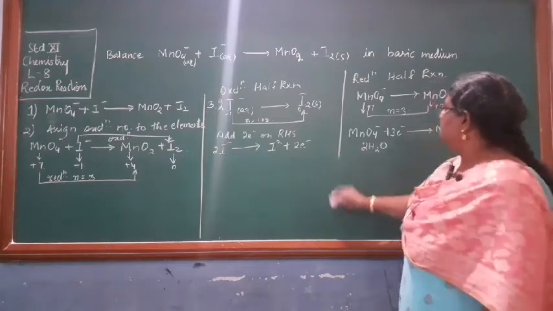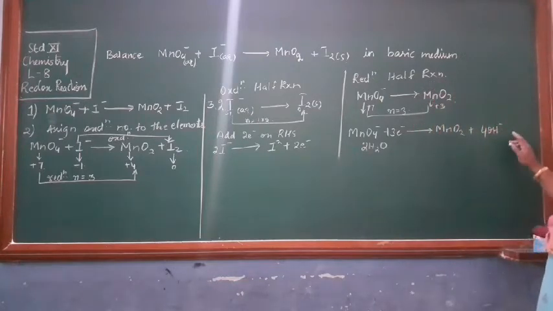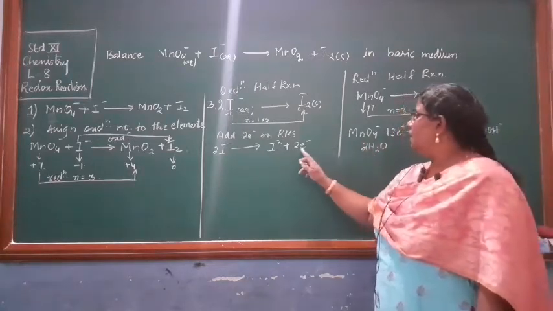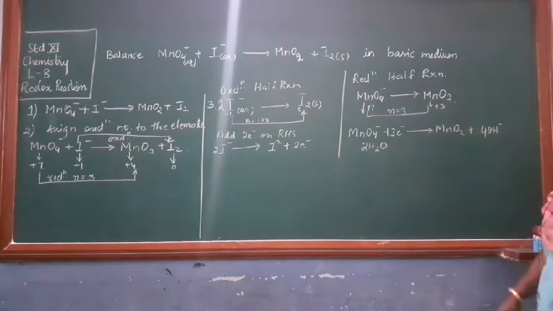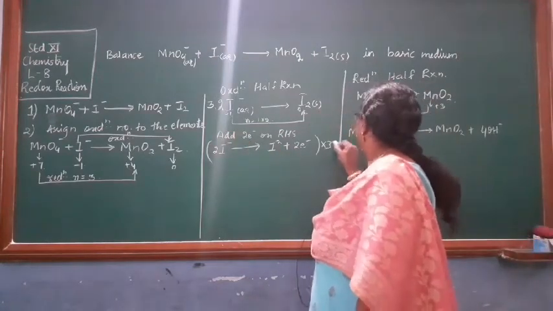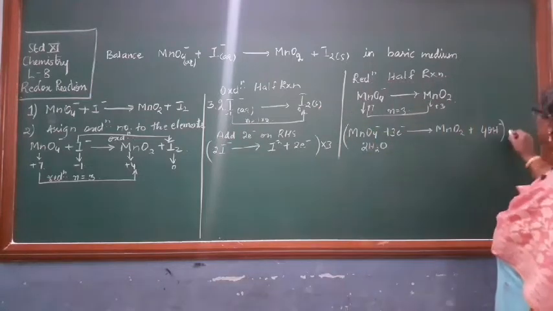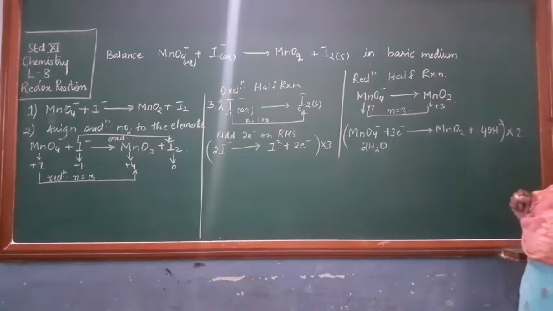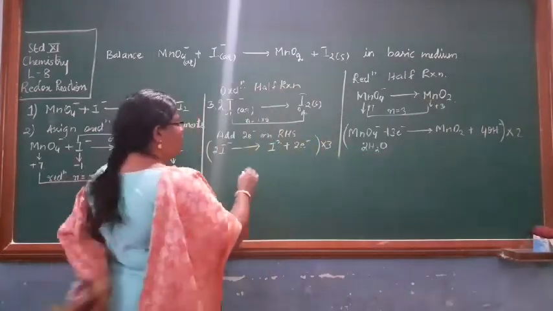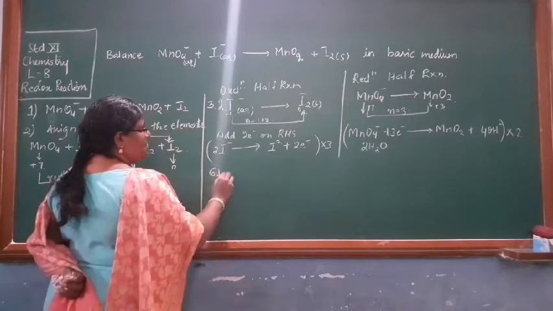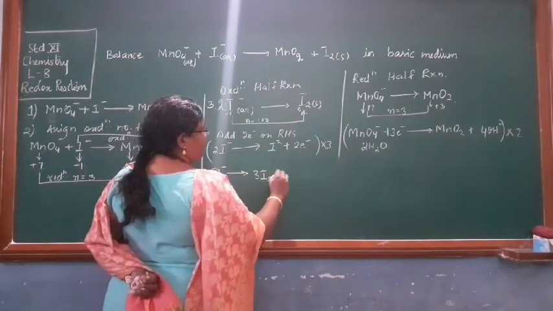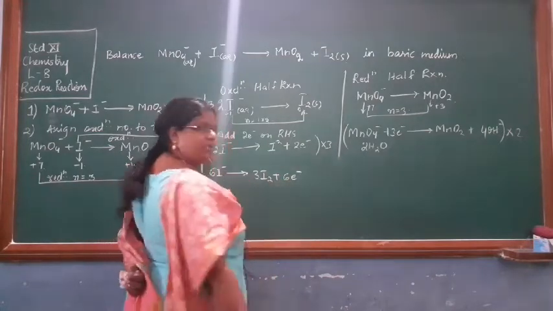Next step is to make the number of electrons for oxidation and reduction half reactions equal. Now here there are 2 electrons, here there are 3 electrons. To make them equal, I should multiply this equation with 3 and this equation with 2. Okay? So how will I get the equation here? I will get 6I minus giving 3I2 plus 6 electrons, this is what I got.